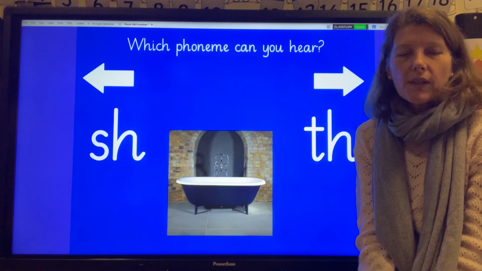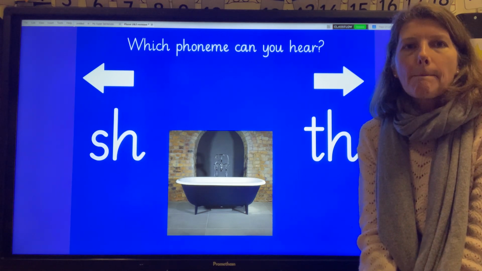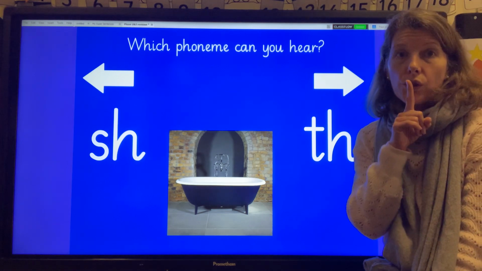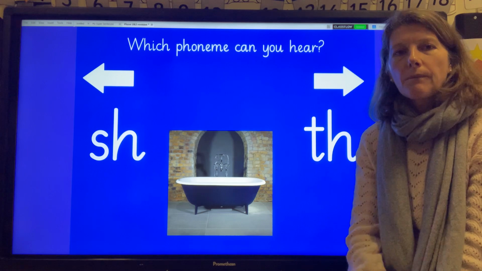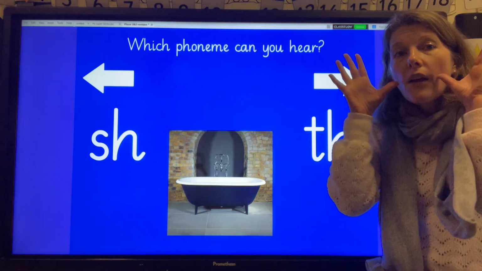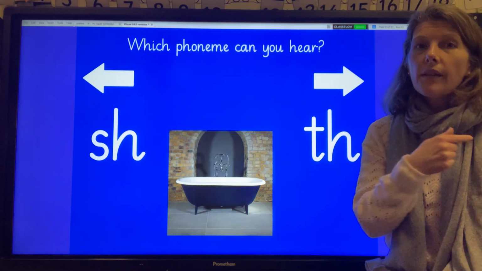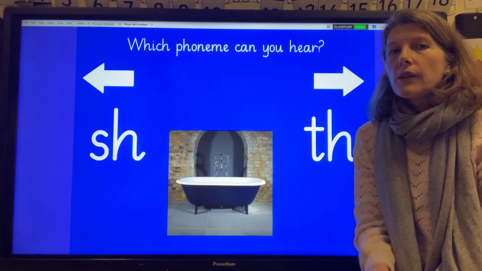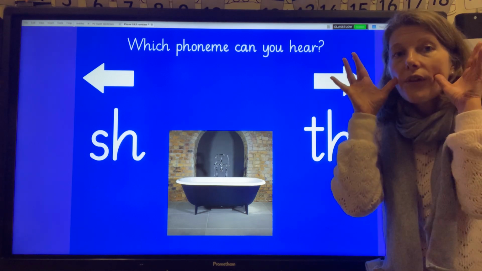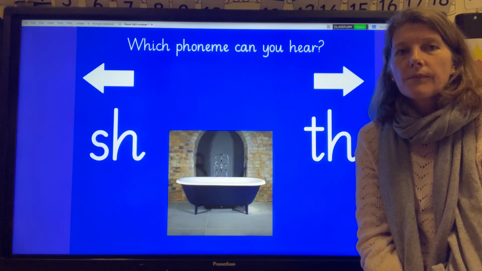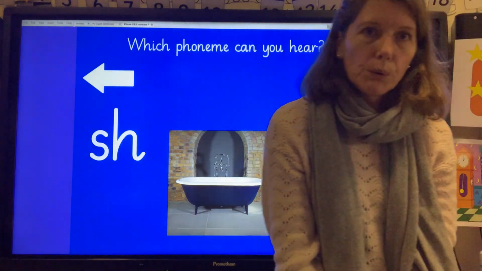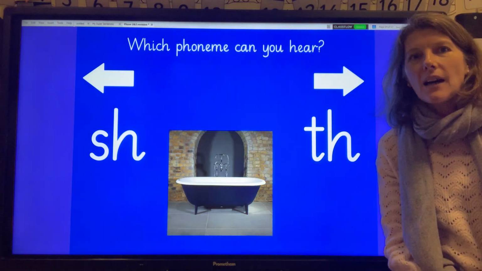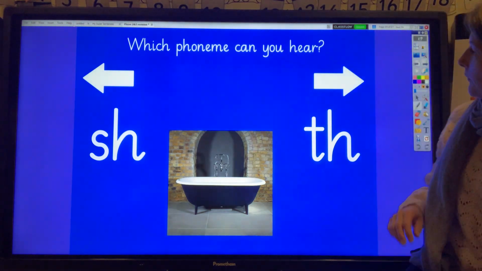Okay, the next word is bath. Bath. I'd like to have a nice hot bath. So if you think bath ends with sh, you need to go that way. If you think bath ends with th, you need to go this way. So this is an end sound. Does it end with sh or th? Which way are you going to go? Yep. I can't trick you guys. Bath. Well done.